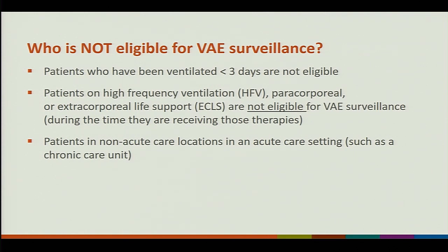Patients who are not eligible for VAE surveillance include those that have not been ventilated for at least 3 days, patients who are on high-frequency ventilation or paracorporeal or extracorporeal life support with an oxygenator, and patients who are being housed in a non-acute care location in an acute care setting.